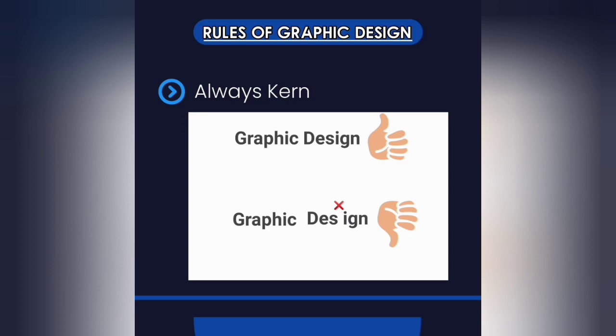Next, always kern. Kerning has to do with adjusting the space between characters in your typography or in your type. This makes for a neat and orderly piece of text. The illustration explains it further. The one above is well kerned, while the one below is poorly kerned. So always kern your work. Make sure the spaces between characters are adjusted properly.